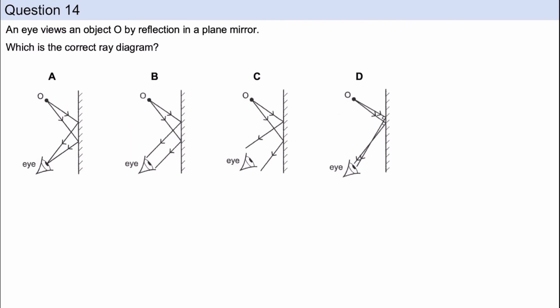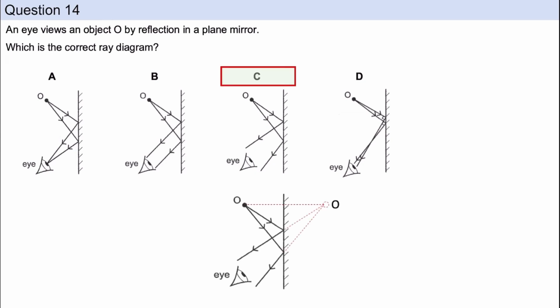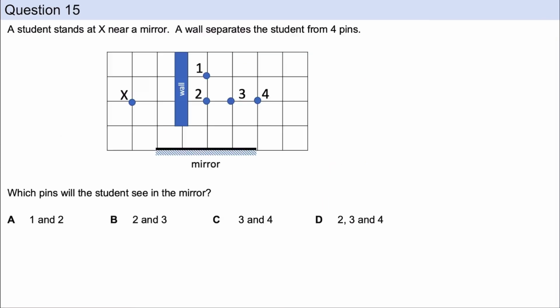Question 14. Test your understanding of the correct ray diagram for a reflection. Over here, the answer will be C, because when you trace back these light rays backwards, you will find the image of O.